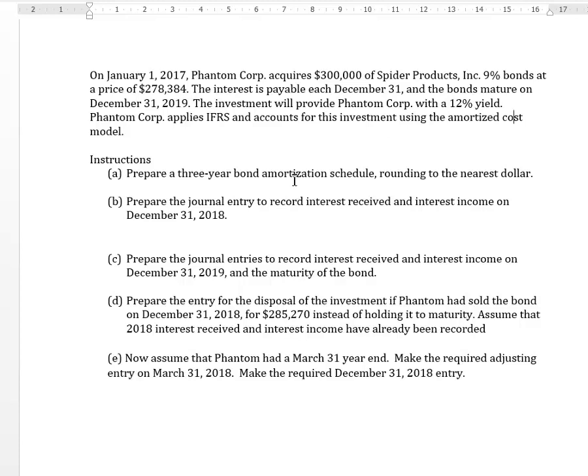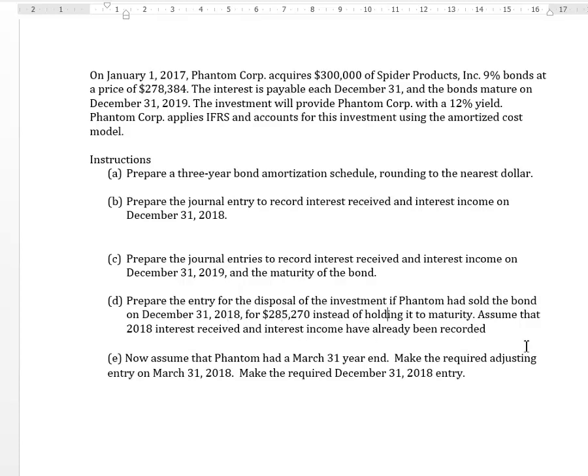So we want you to do an amortization schedule, make the entry at the end of December to record interest received and any interest income. We want you to prepare entries again at December 31st, 2019 for interest received and interest income at the maturity of the bond. So that's to discharge the bond. And then we're going to assume that instead of Phantom holding the bond till December 31st, 2019, they decided to sell it, and they got proceeds of $285,270.